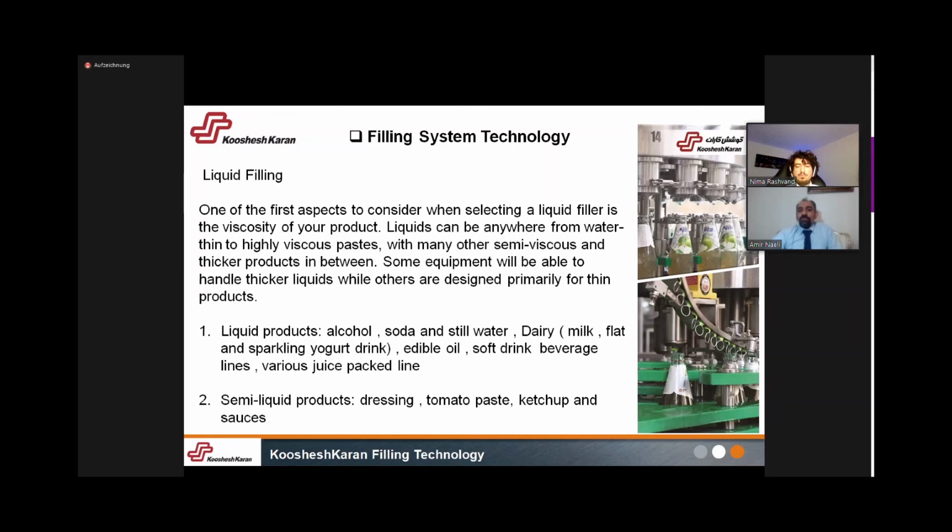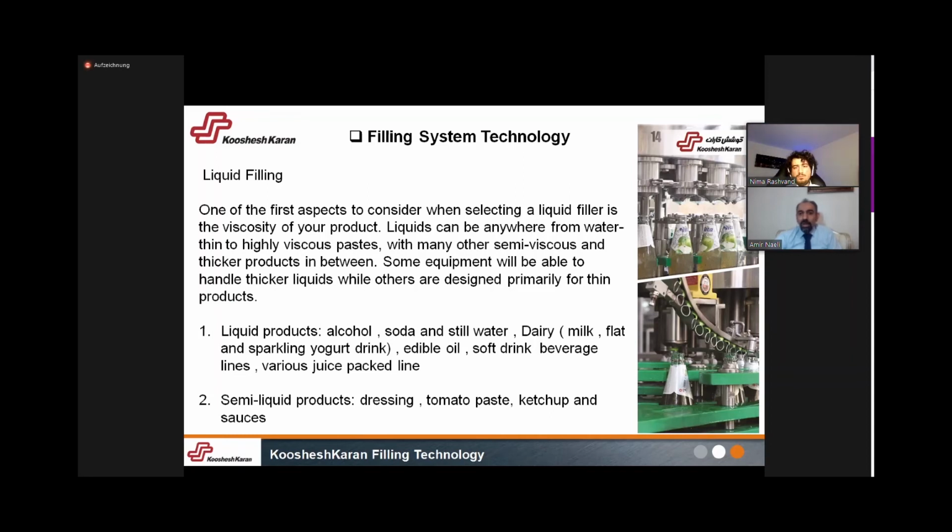Liquid products, for example, alcohol, soda and still water, dairy such as milk and flat or sparkling yogurt drink, edible oil, soft drink, beverage, various juice pack lines. These are different kinds of liquid product. Semi-liquid products are the same as dressing, tomato paste, ketchup, and sauces.